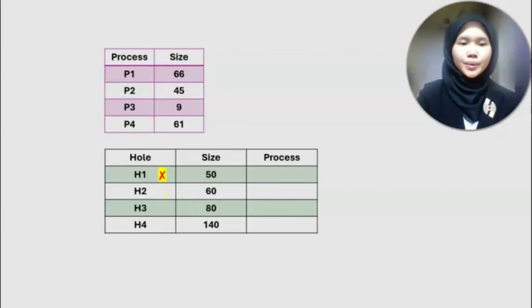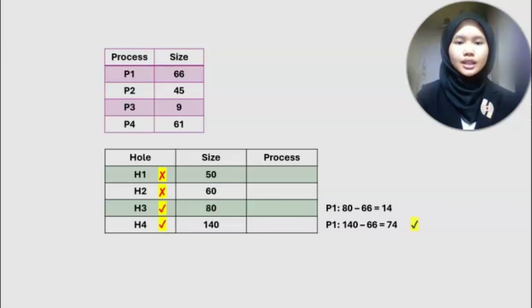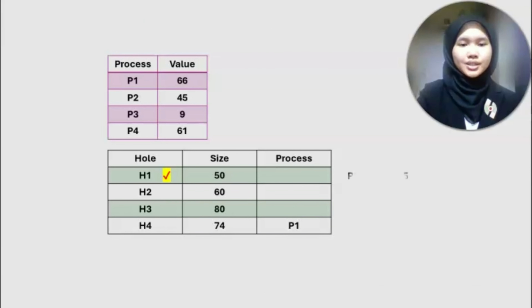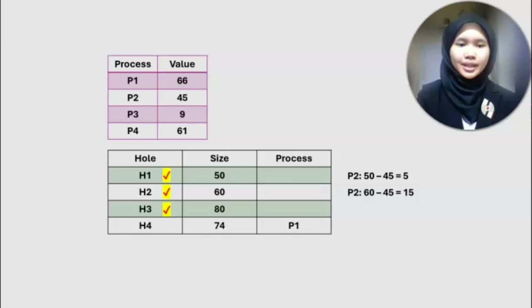In this example, we begin allocating processes using the worst fit algorithm. P1, which is 66 units, is allocated to H4, the largest hole available, which is 140 units. This leaves 74 units of unused space. For P2, with the value of 45, the system selects H3, the second largest hole, which is 80 units. After allocating, 35 units remain in H3.